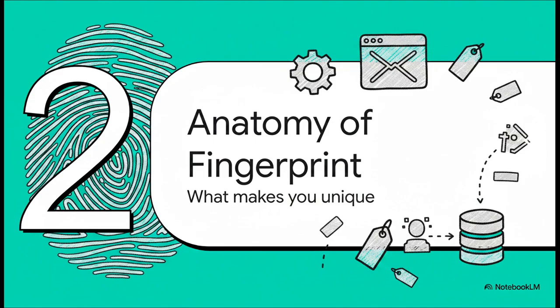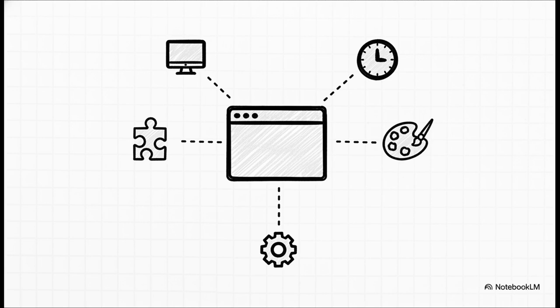Section 2, Anatomy of a Fingerprint. What makes you unique? So what actually makes you unique to that invisible bouncer? Well, it's not just your user agent telling the website that you're on Windows. It goes way deeper. It looks at your canvas hash, which literally checks how your specific GPU renders graphics. It exposes your exact graphics card model, your screen resolution, your time zone, your installed plugins, and even the highly specific fonts installed on your local system. All these seemingly harmless elements combine into a super accurate profile, and the crazy part? You absolutely cannot hide this by just clearing your cookies.